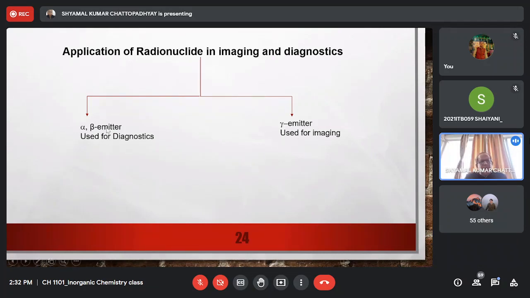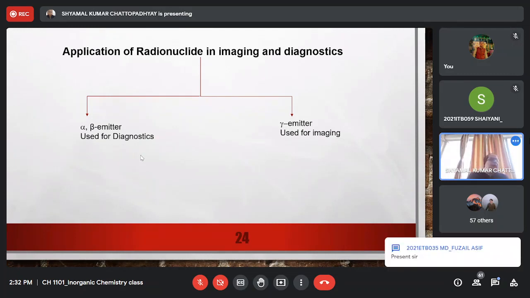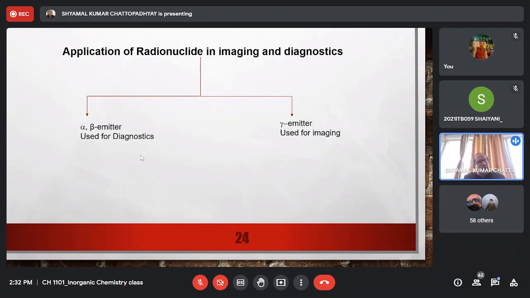On the other hand, alpha and beta emitters, alpha and beta rays, because they are less penetrating, they interact more strongly with the cell material, and as a result of this, alpha and beta emitters are used for diagnostic purposes.